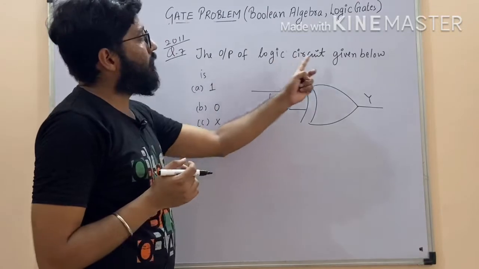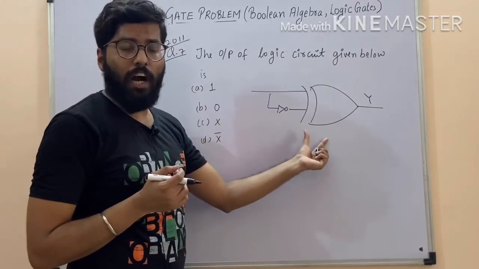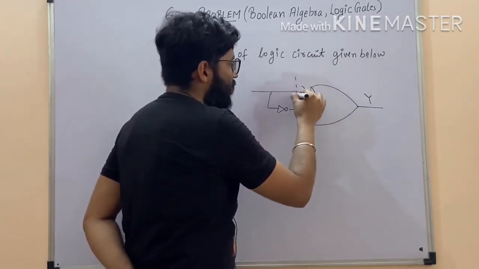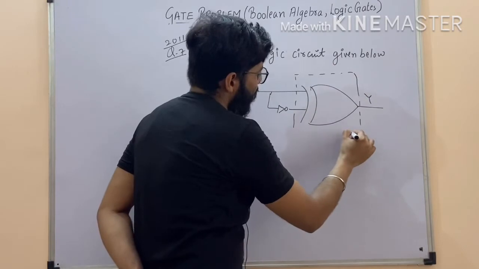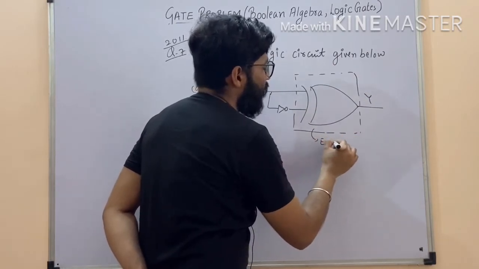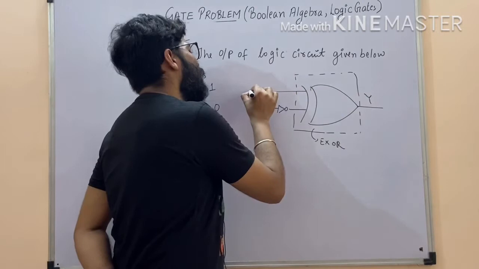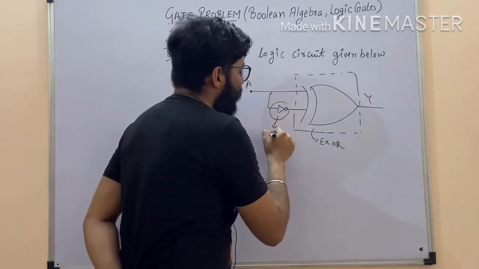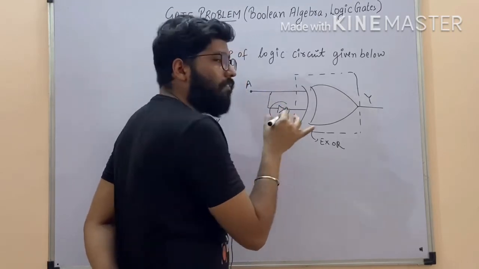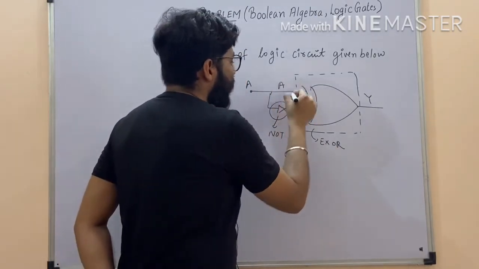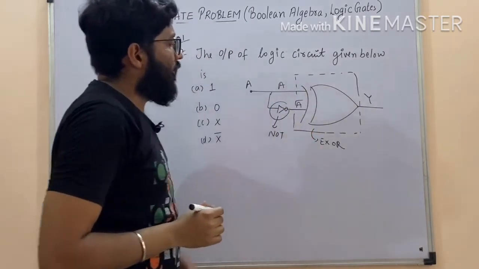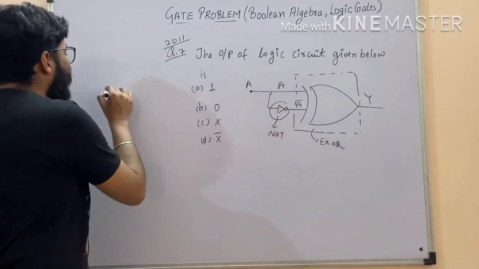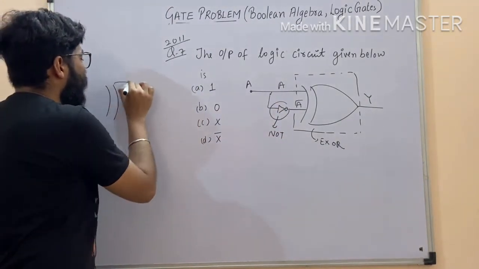The output of logic circuit given below. This is the circuit, you have to find the output. Now see, this is the XOR gate. Now simply assume you have to apply the input A here. Now this is the NOT gate. So property of NOT gate is this invert the function. So here A is applied and here A complement is applied. Now input given to the XOR gate is A and A complement.